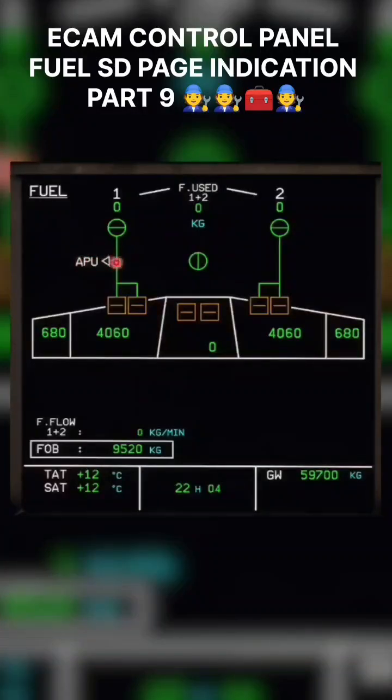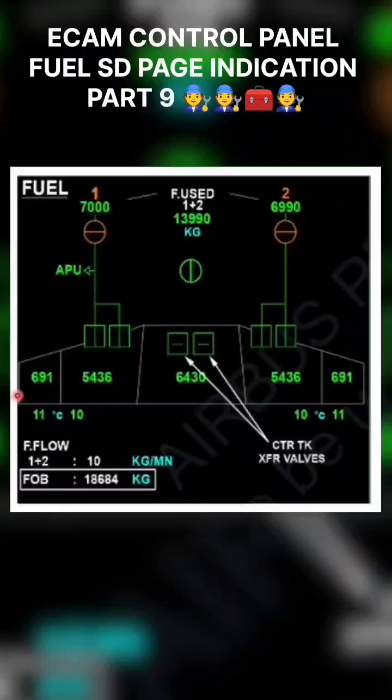White means the valve is in closed condition, green means it is in open condition, and amber means you have pushed out the fire switch button. This is your fuel temperature indication. It appears with the associated temperature sensor in white, and this will normally be in green color. This is for the outer cell, this is for the inner cell.